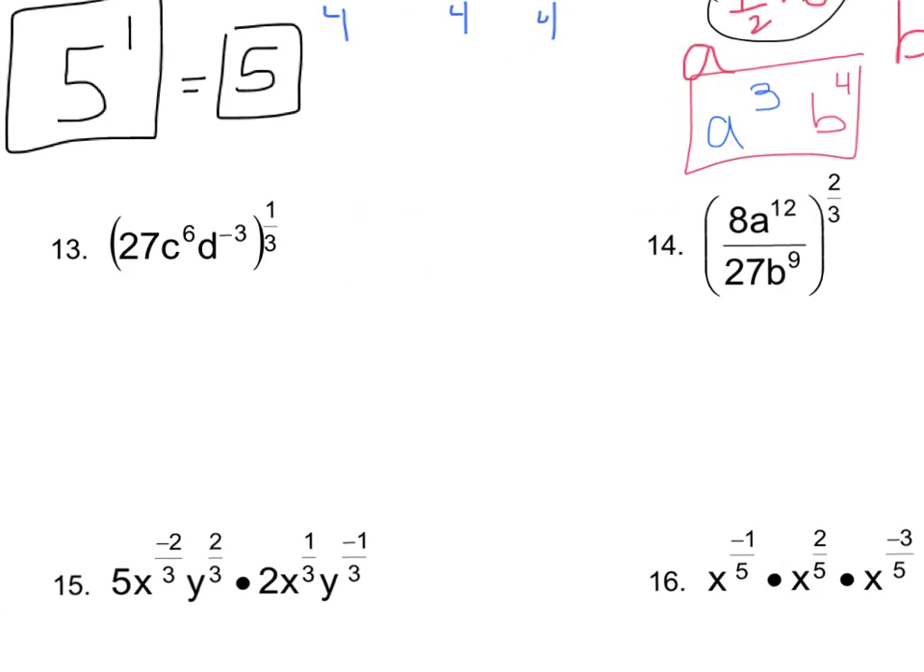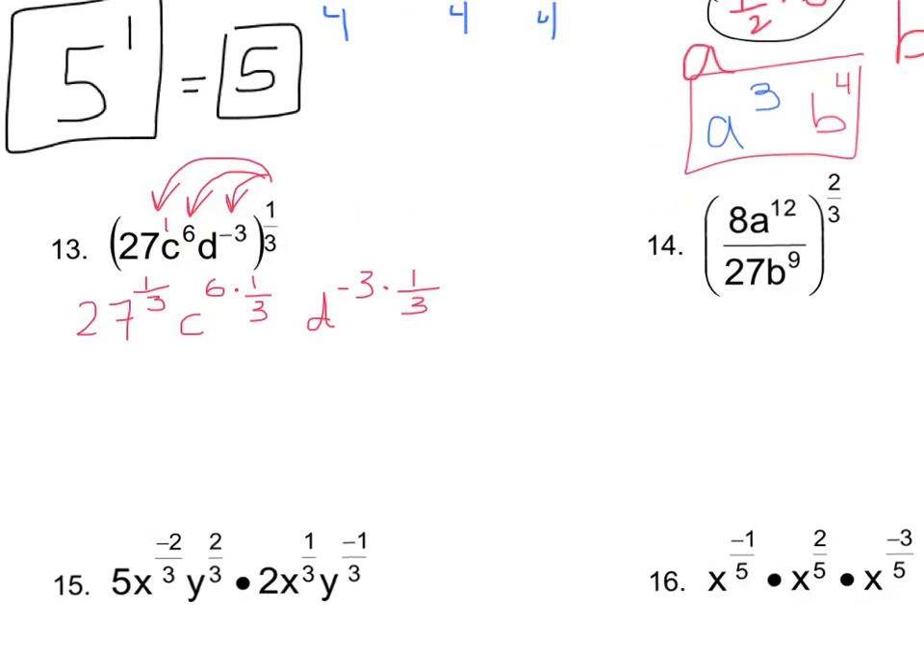Now remember, the 1/3, you should multiply it by the power of each and every number or variable on the inside. So it would be 27 to the power 1/3. Since it has no power, it means it has a power of 1. So 1 times 1/3 would be just 1/3. And then it's going to be c to the power 6 times 1/3 and d to the power -3 times 1/3. So as you can see, you multiply the power by each one of those powers.